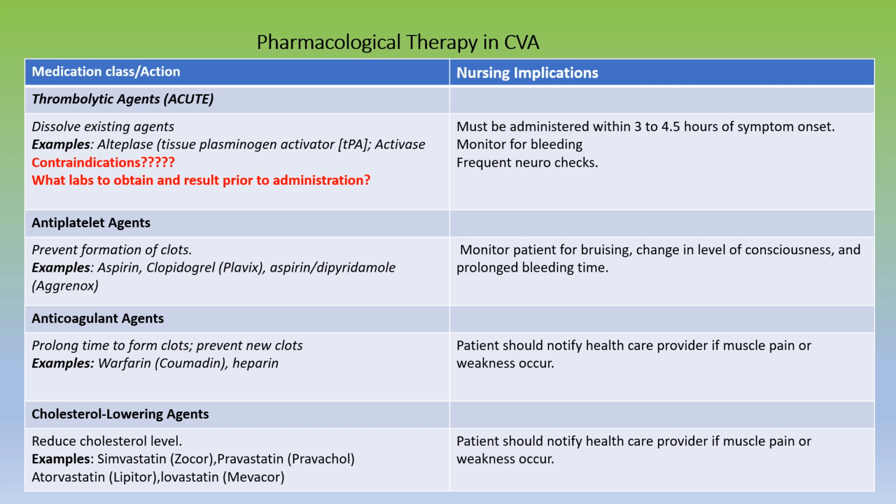Nursing implications, obviously I can't stress it enough. It must be administered within 3 to 4.5 hours, no later than 4.5 hours of symptom onset. So that's why it's important to know when they were last known well. That's a really important question to ask your patients. Monitor for bleeding, because obviously it's going to thin your blood, and frequent neuro checks as well. Here are other medications that are used as well.